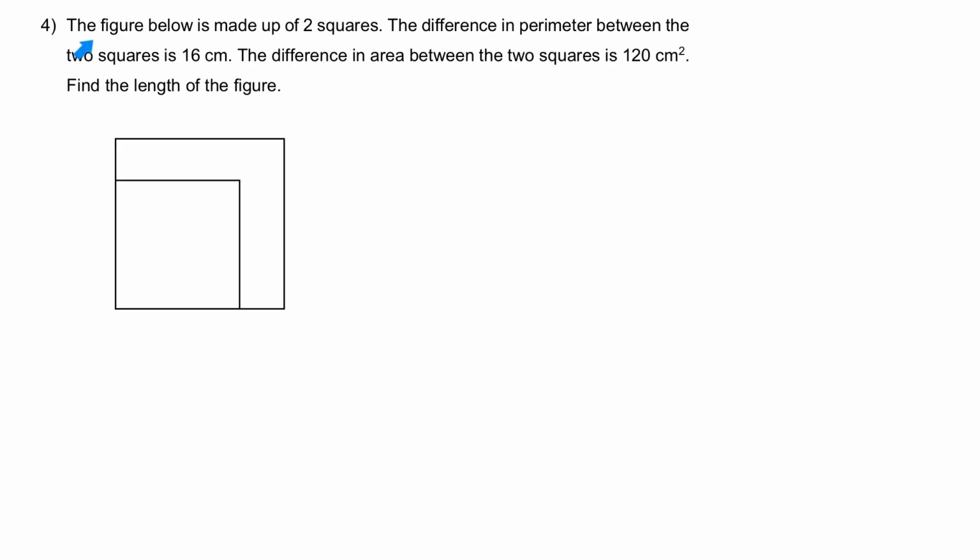Question 4. The figure below is made up of two squares, the smallest square and the larger square. The difference in perimeter between the two squares is 16 centimeters. The difference in area between the two squares is 120 cm square. Find the length of the figure. Let's first talk about the perimeter. Where does the difference of 16 centimeters come from?